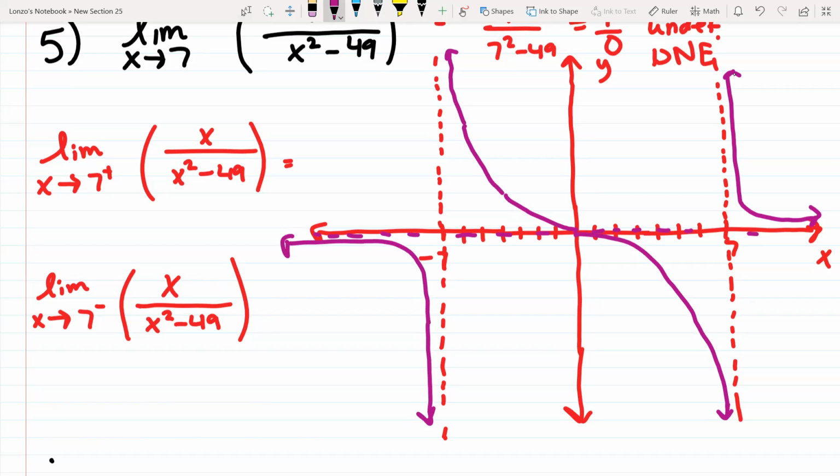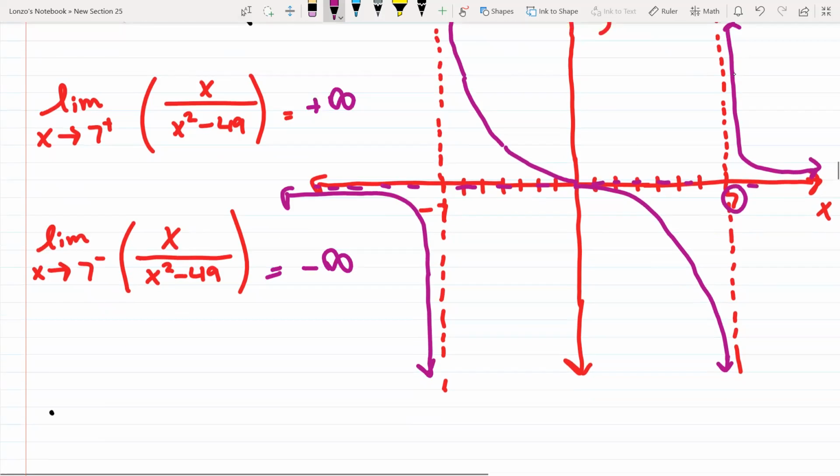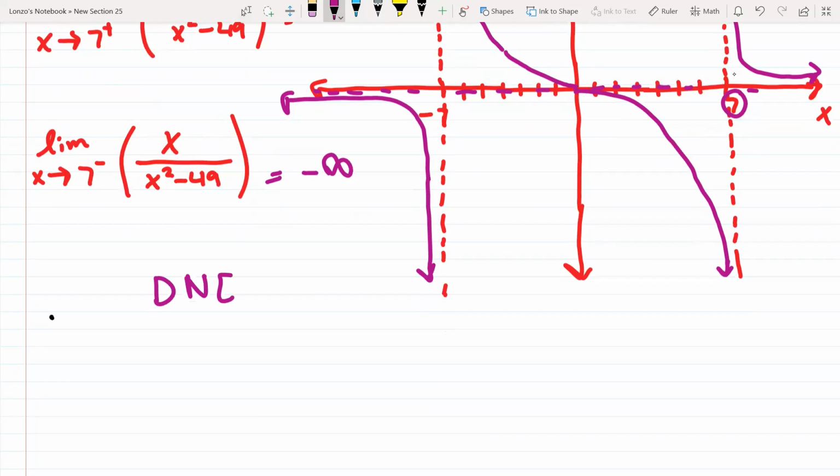So let's figure out the limit as x approaches 7 from the right. So here's 7, and to the right, it just shoots up to positive infinity. And then 7 from the left. Here's not negative 7, but 7 from the left. Here's 7, and to the left, it shoots down to negative infinity. So remember the one-sided limit rules. These two limits have to be the same in order for the limit to exist. These two limits are different values. One is positive infinity, one is negative infinity. So this is why it does not exist, DNE.